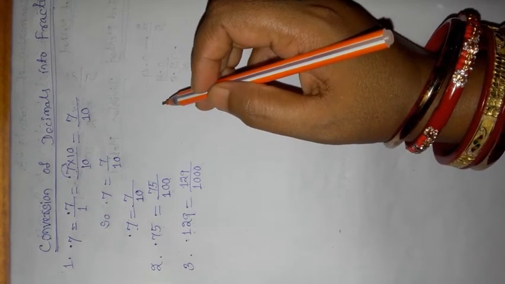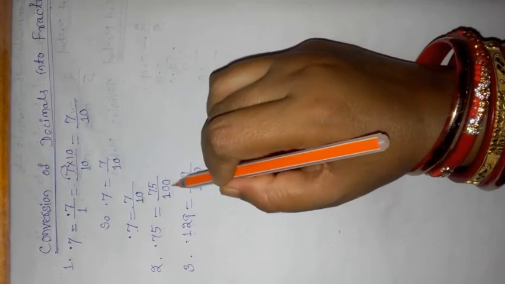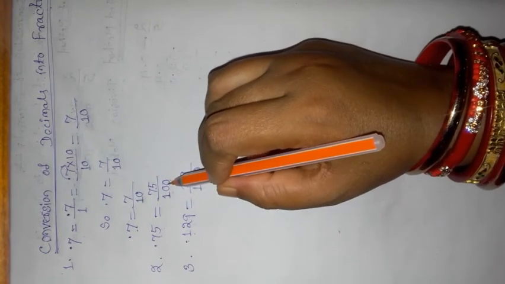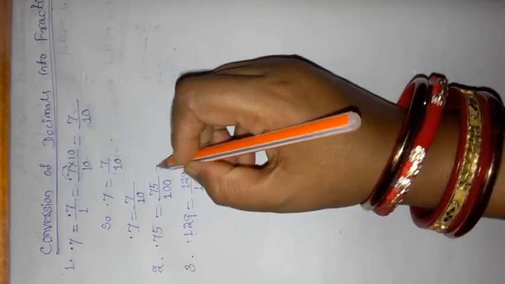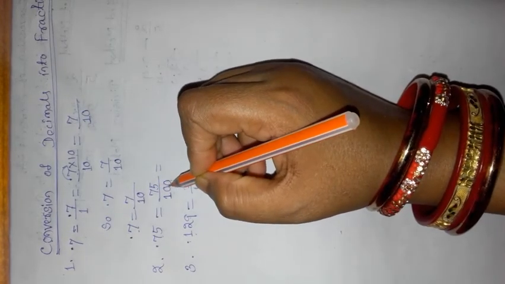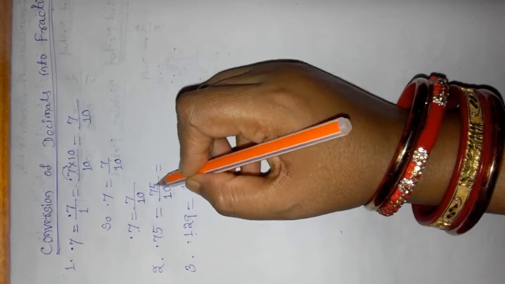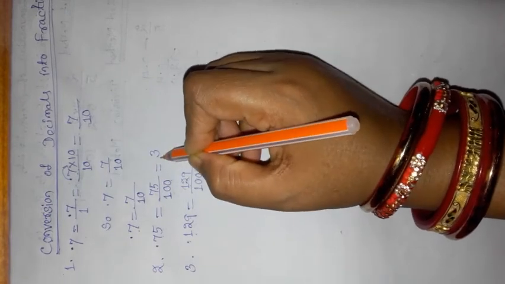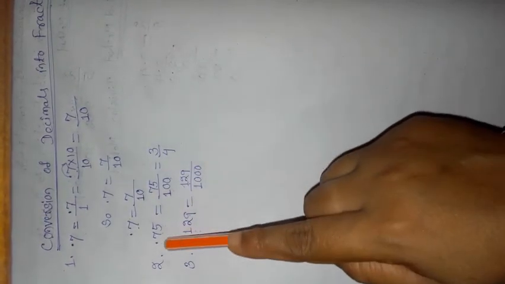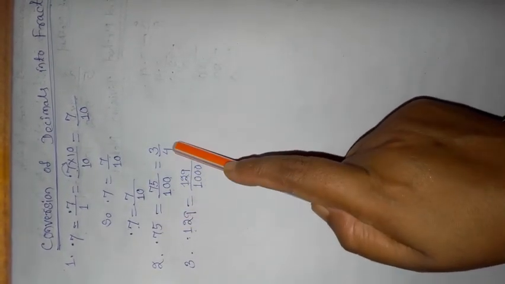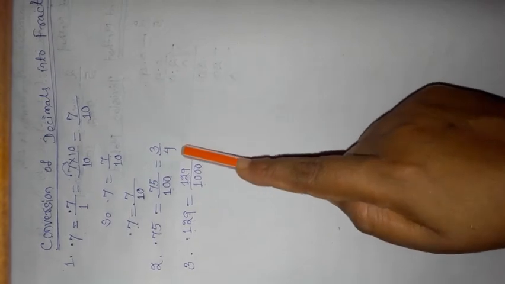We can also write the fraction in the lowest form. For example, divide numerator and denominator by 25. 25 threes are 75, 25 fours are 100. So 0.75 is also equal to 3 by 4.